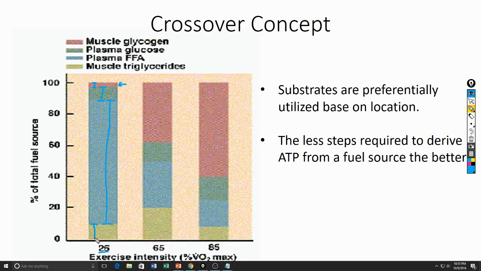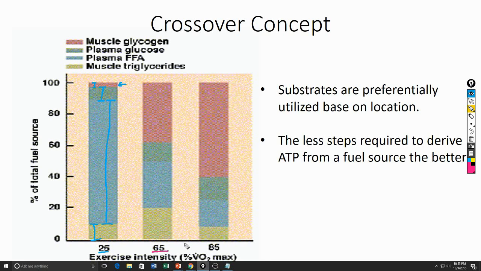Okay, and then down here we have muscle triglycerides. So it is worth mentioning that you do store some fat in the muscle, just a very small amount. So you do have some fat storage in muscle, and we'll talk about it a bit more as we go, but just know that you do store some in the muscle. Now, let's look at all this a little further. Now we're going to move along to 65%.